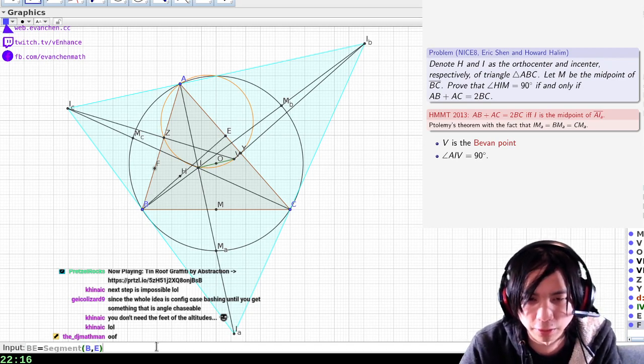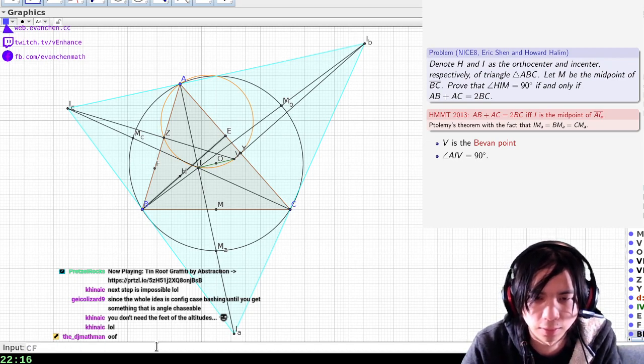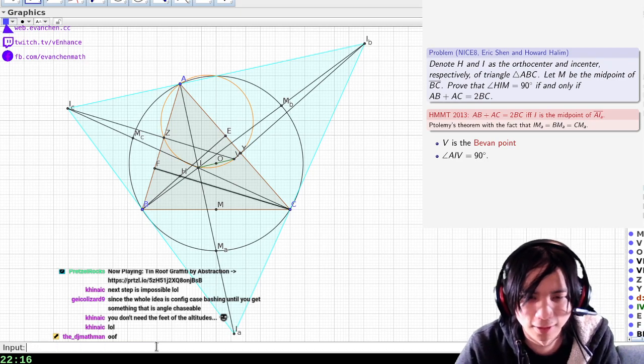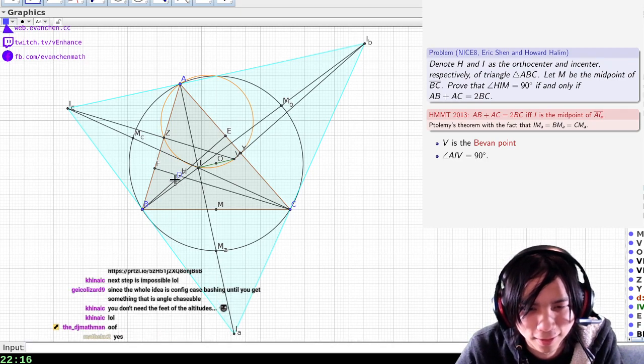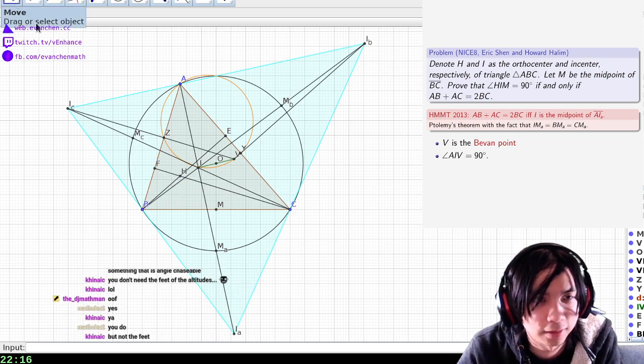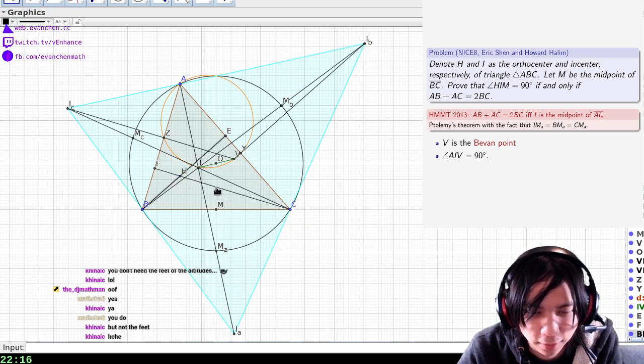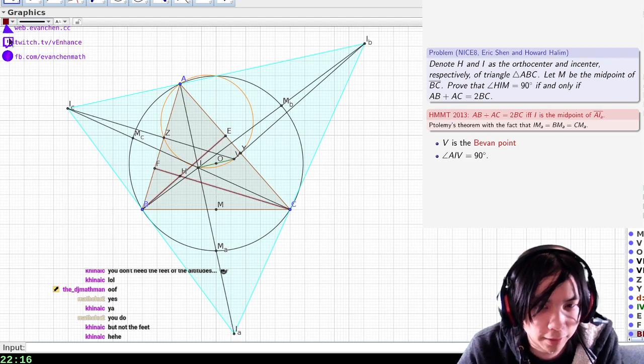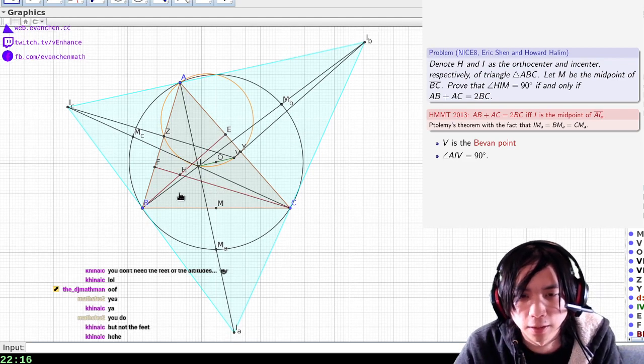I need the midpoints of the altitudes, right? Alright. No, no. Select. Click. Click. We'll color these red because they're part of the orthic picture.